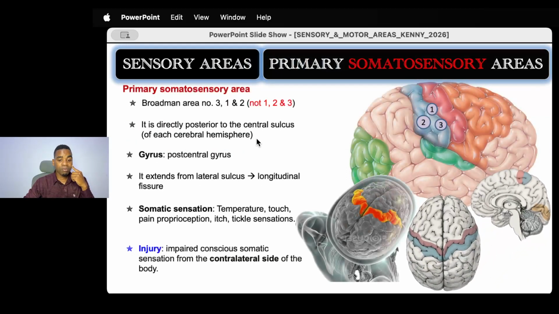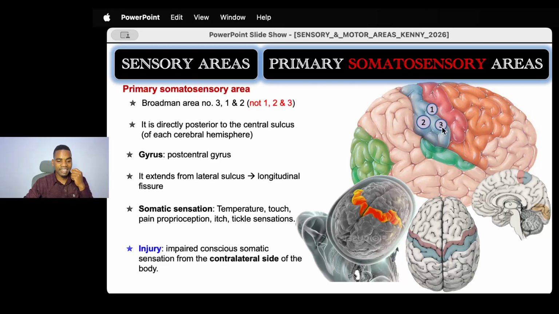Okay, so the primary somatosensory area, remember, is Brodmann area number 3, 1, and 2, and not 1, 2, 3. This is because this guy was taking slices just randomly, but when you want to number these Brodmann areas, you start from the rostral to the caudal. And if you remember, this is the rostral part of the cerebrum, and this is the caudal part. So when you start from here, you encounter number 3 before you go to number 1, and then you go to number 2. So always remember, it is Brodmann area number 3, 1, and 2, and not 1, 2, 3. Okay, this region is found in the post-central gyrus.